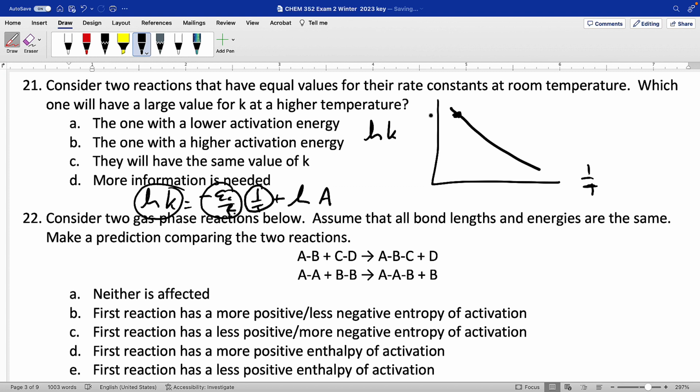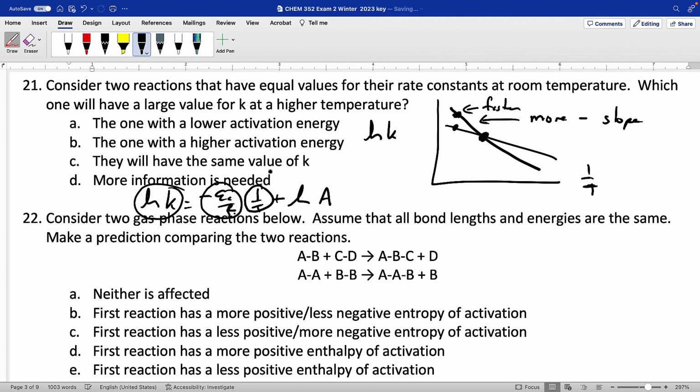All right, so we have two different reactions, okay? And at room temperature, they have the same rate constant, k. So notice that as we go to higher temperatures, one of them is going to have a higher value of k. So this is the faster at high temperature. And notice that's also the one with the more negative slope.